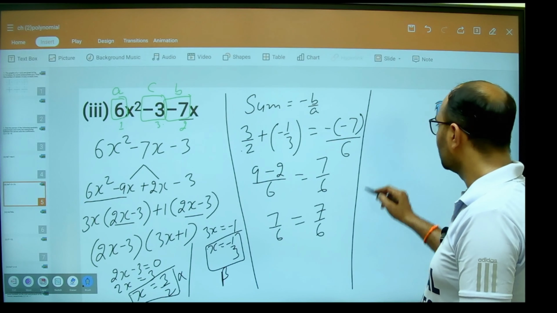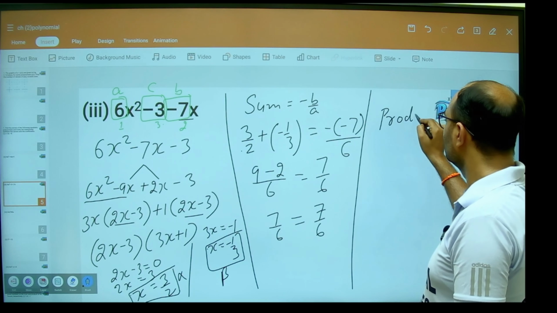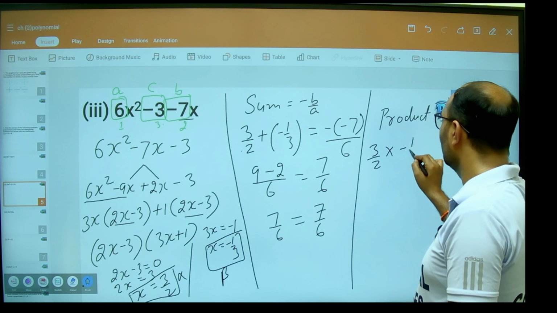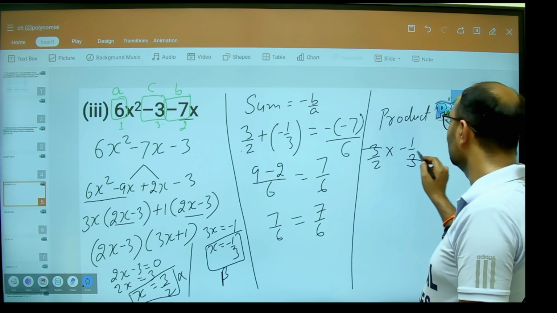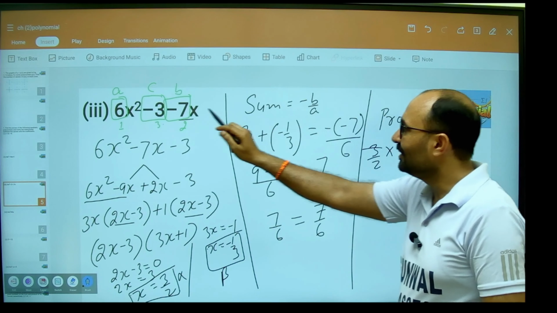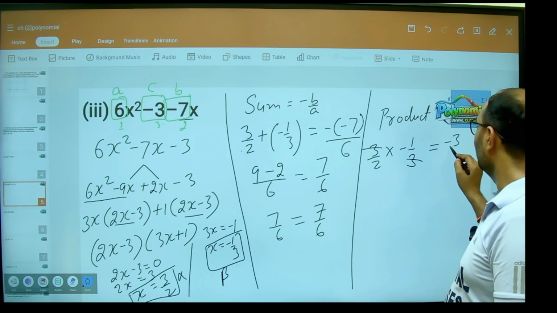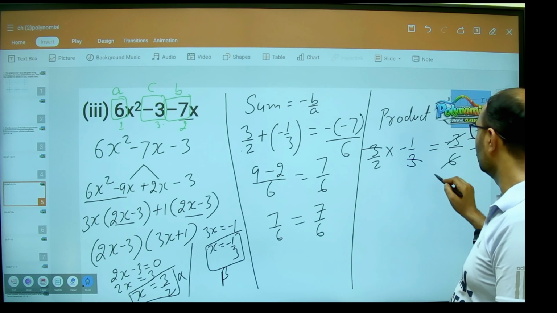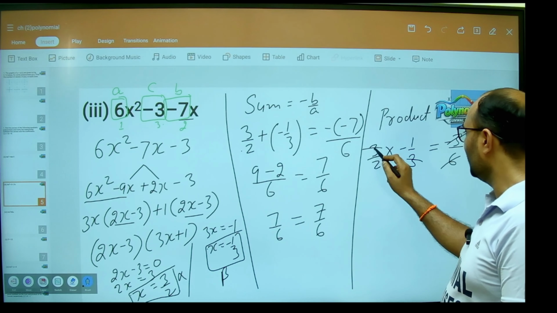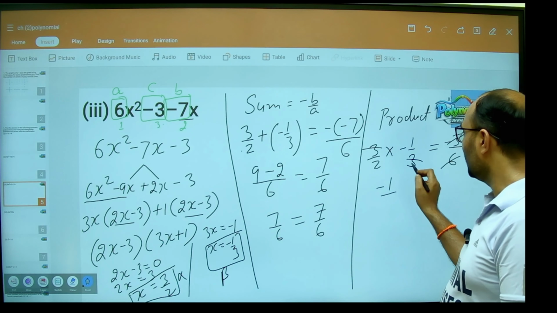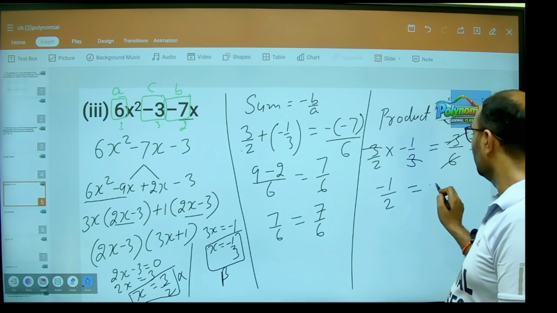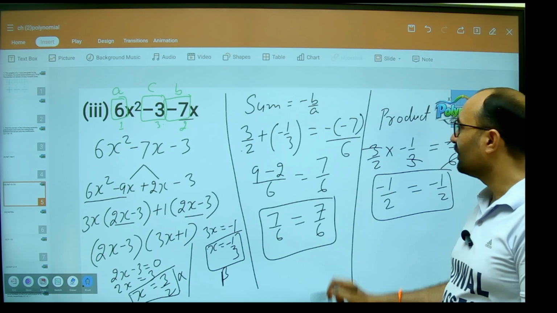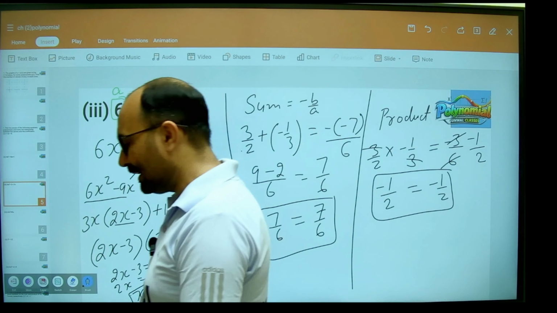Sum. Now product. 3 by 2 multiply minus 1 by 3. 3 cancel with 3. C by A. This is C minus 3. A is 6. If you simplify this, minus 1 upon 2. Minus 1. 1 multiply minus 1, minus 1. 2 multiply 1, 2. LHS is equal to RHS. Note down fast and try next.